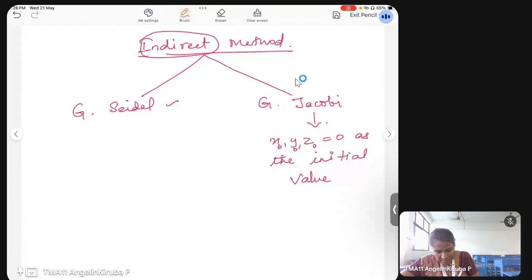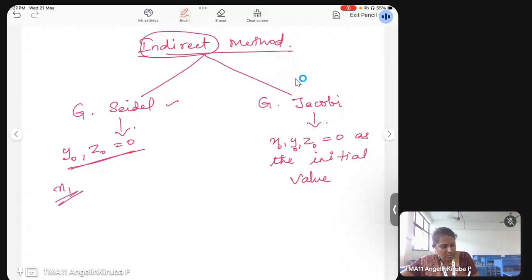And in Gauss Seidel, we consider y naught and z naught equal to 0, right? We assume this as the initial value and start the iteration. After starting the iteration, the very first thing will be the x value. So the first iteration itself will be substituting the x value.